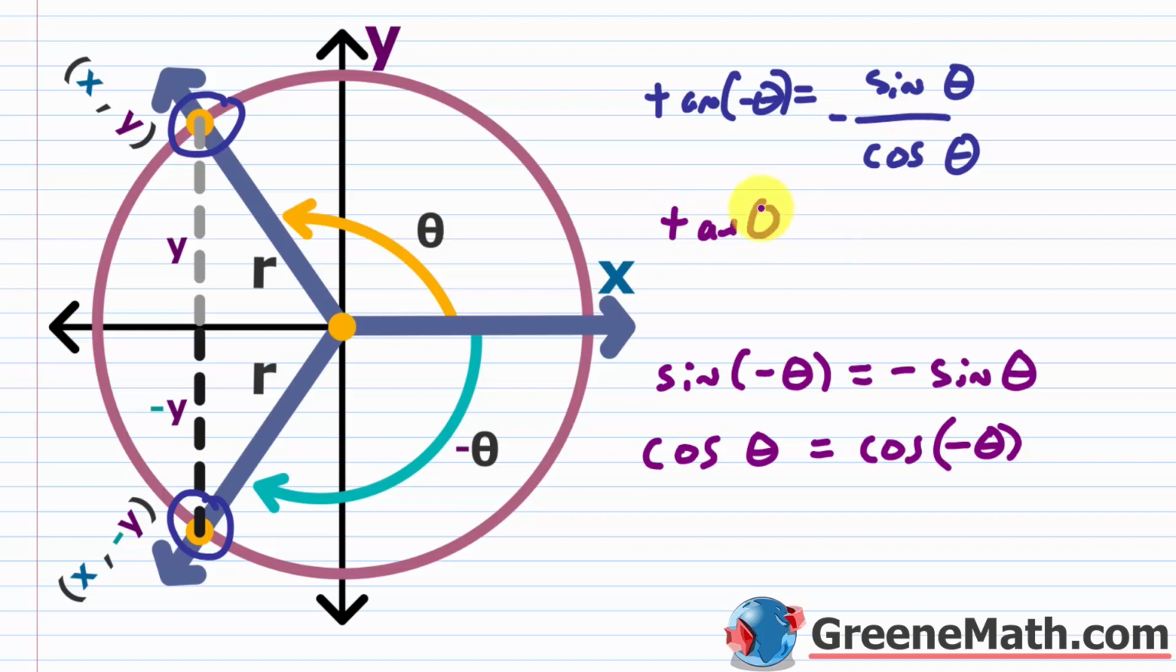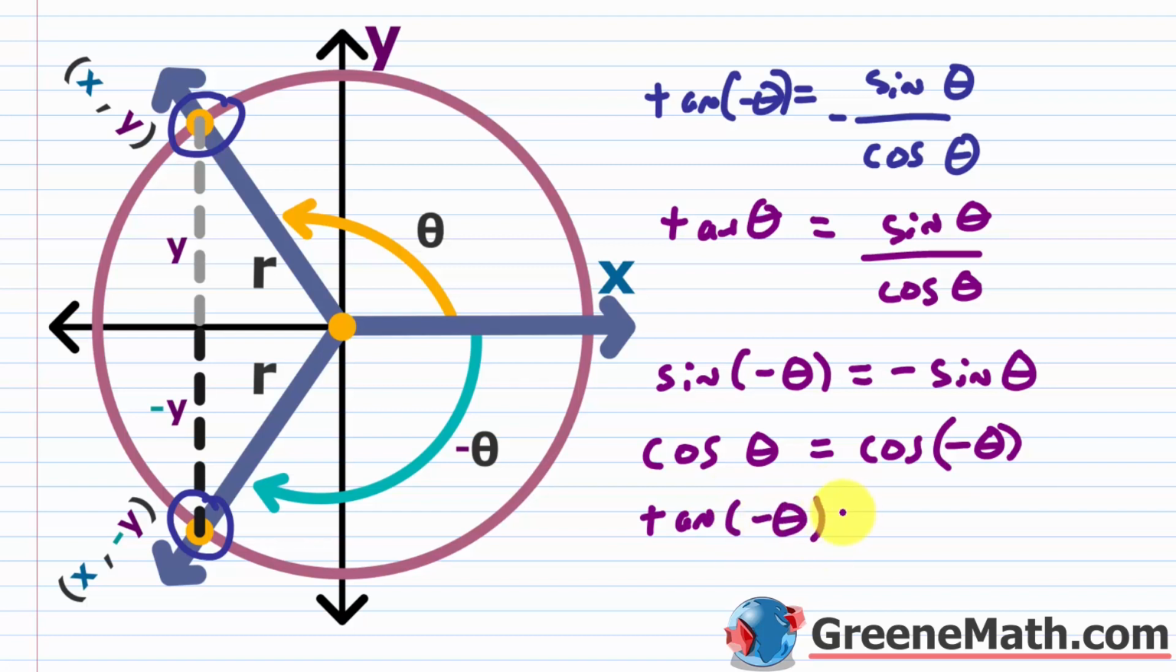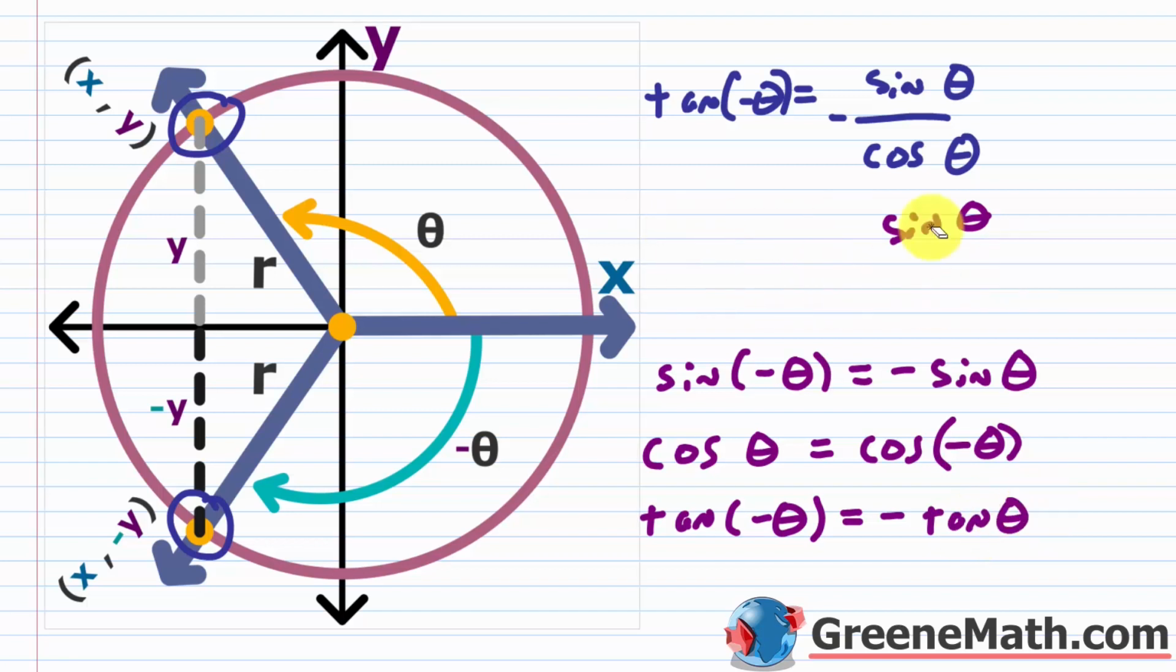So the tangent of theta, where it's the sine of theta over the cosine of theta, well, they're negatives of each other, right? So just like this first relationship, we can say that the tangent of negative theta is equal to the negative of the tangent of theta.